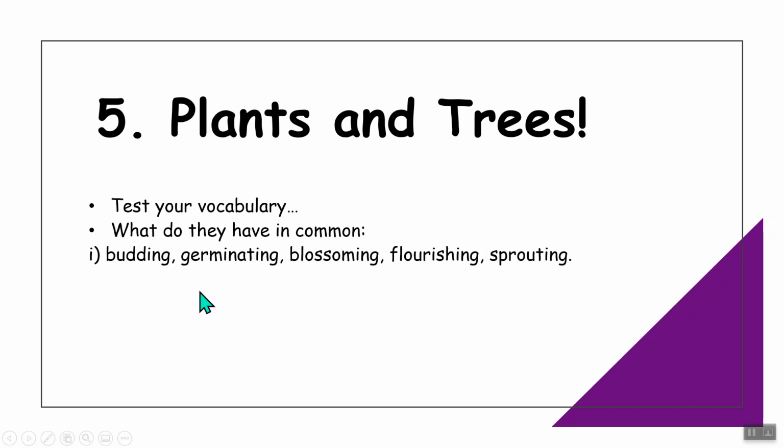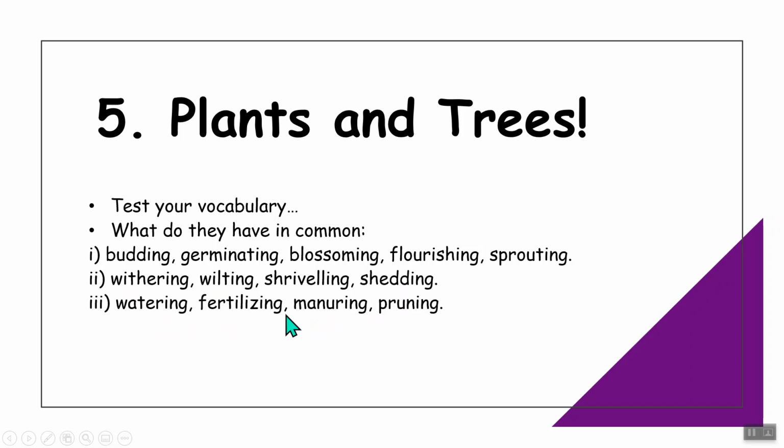It's a positive word describing how the plant or tree is doing well. Withering, wilting, shriveling, and shedding. So these are all the opposite. They're actually how the plant is doing badly. This is shedding leaves, so the leaves fall from the tree. And watering, fertilizing, manuring, pruning. So these are all things you do to help the plant grow.